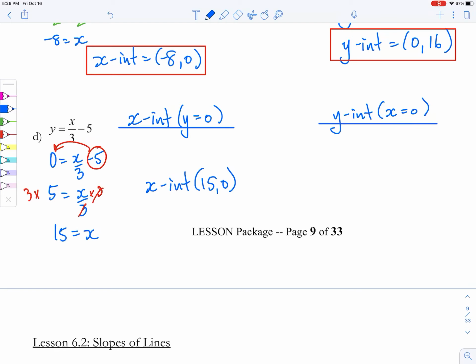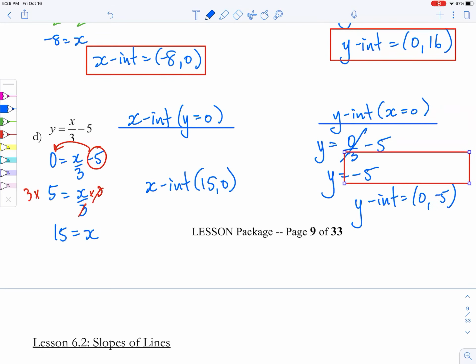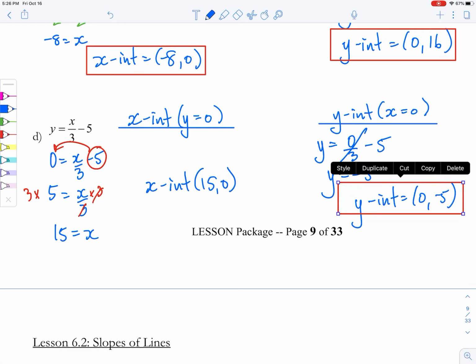And for the last one, the y-intercept, we set x equal to 0. So 0 over 3 minus 5. That goes away, and we're left with y equals minus 5. Our y-intercept is equal to 0, minus 5. And I'm putting them in some boxes.